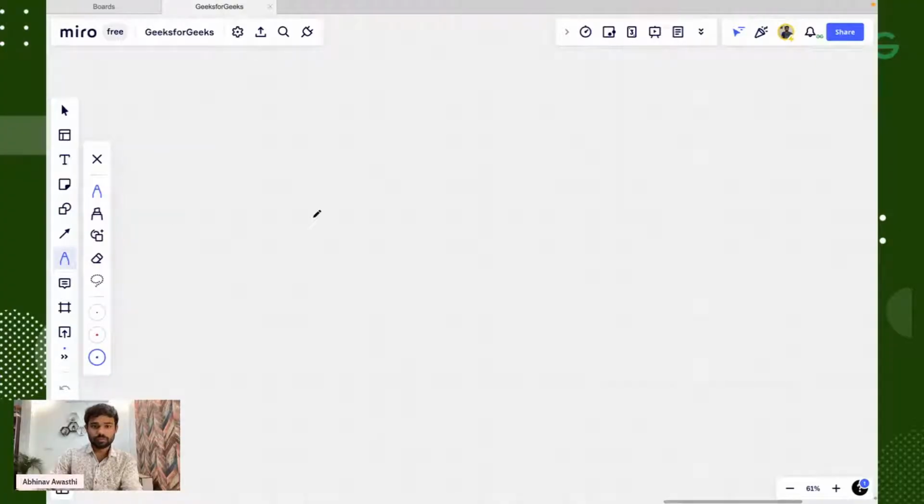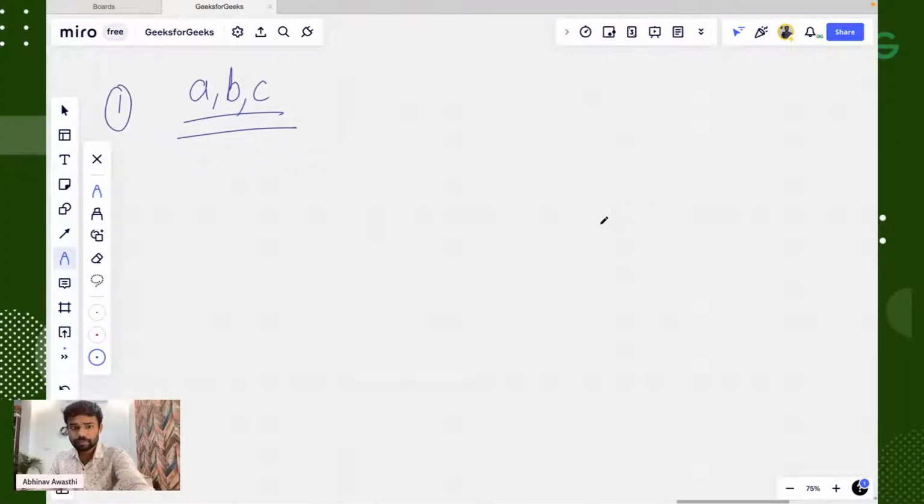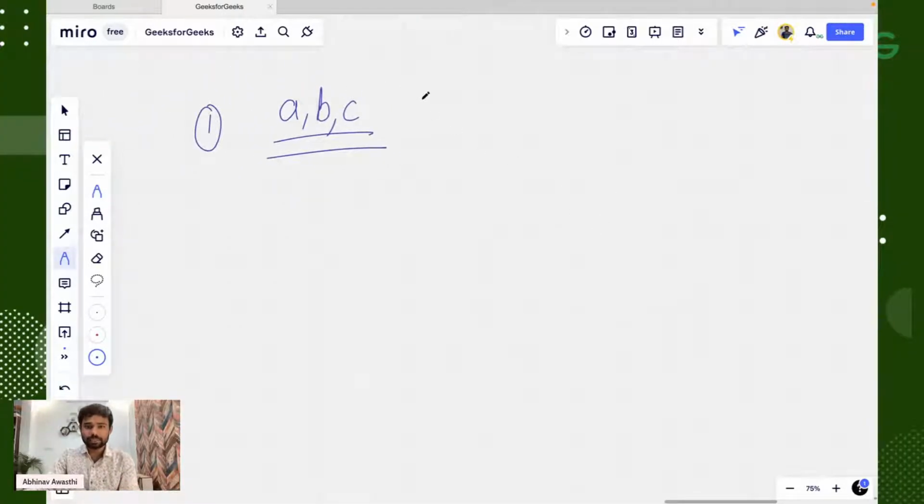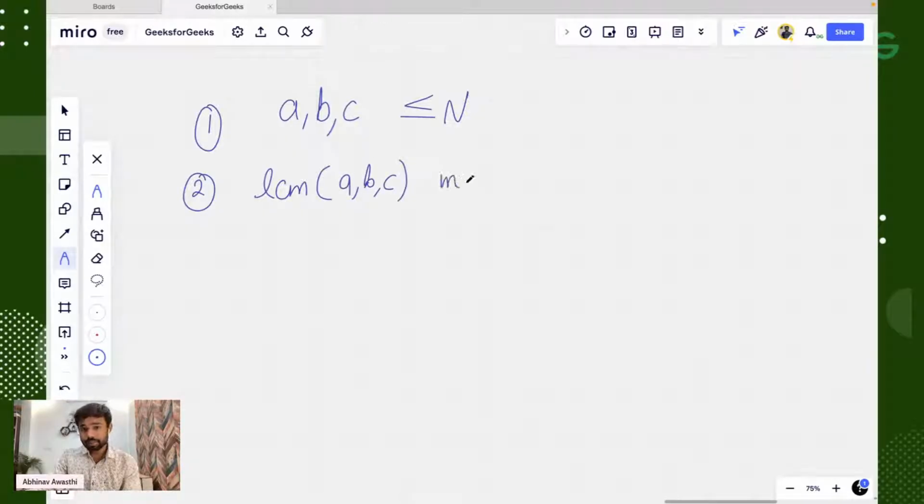So let's say there are three values A, B, and C that we have taken. The first condition is that A, B, and C should be less than or equal to n. The second condition is that the LCM of A, B, and C should be maximum possible.